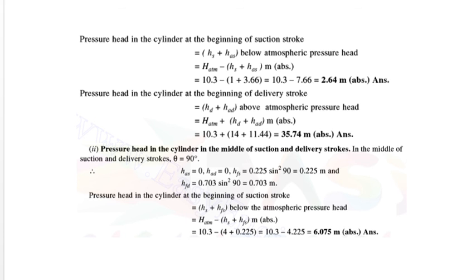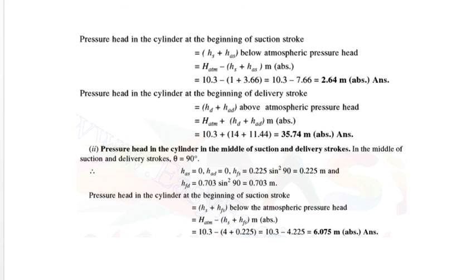Now pressure head in the cylinder at the beginning of the delivery stroke, that is HD plus HAD, that is above the atmospheric pressure head. So we will add this value to atmospheric pressure head for getting the value in the absolute head. HD is given, HAD you have calculated, so the total value will become 35.74 meter. This is the absolute value of pressure head at the beginning of the delivery stroke.